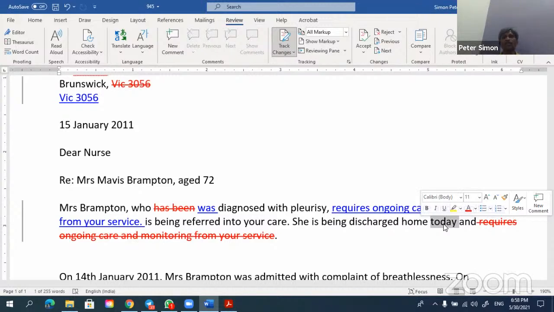If you want to write in present tense, you have to say, this week, she has been diagnosed, treated, and currently is being discharged. So this week, so 15th also will come in this week only. So like that, you have to transform the style.